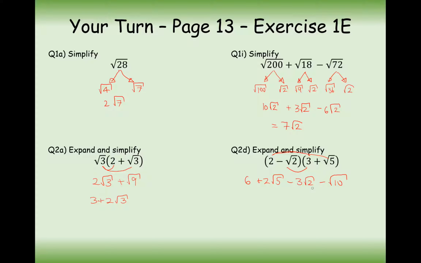Can we add any of these together? No, we can't add any of these together and simplify any further than this because the square roots aren't in common. We could simplify this here because they're all square root 2's, but think of this as like an x, a y and a z. You can't add together an x, y and a z and simplify it any further than where you are. So it's just 6 plus 2 root 5 minus 3 root 2 minus root 10.